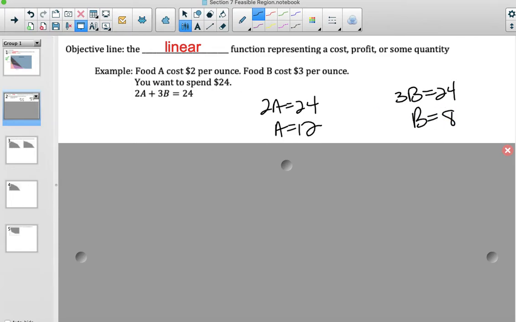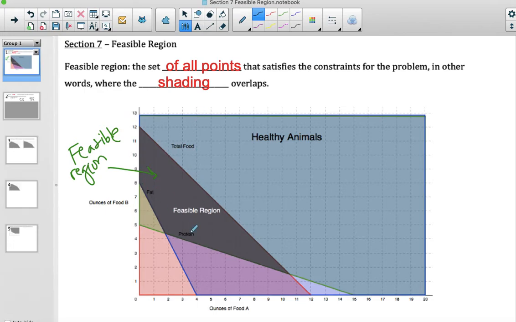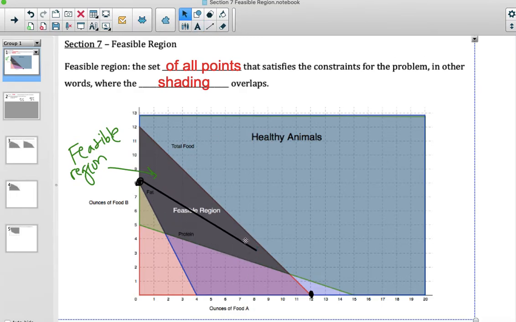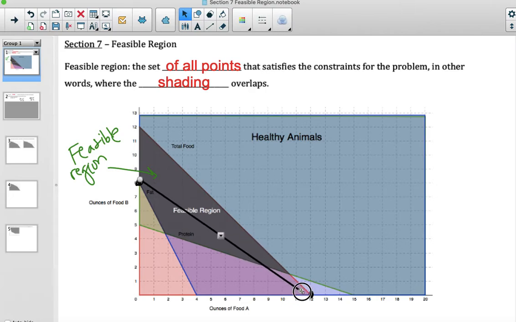So if I go back to the feasible region and look at my graph, I'm going to be at 8 on the y-axis and 12 on the x-axis for food A versus food B, and I could draw in this line. And so that is then my objective. I'll go ahead and extend this down. So this is my objective line.